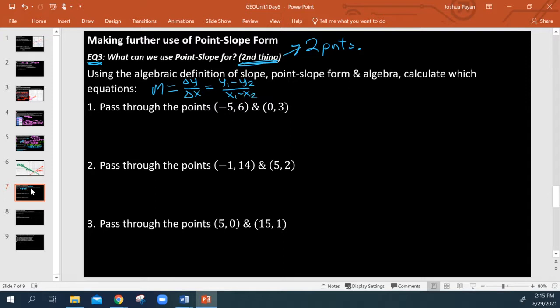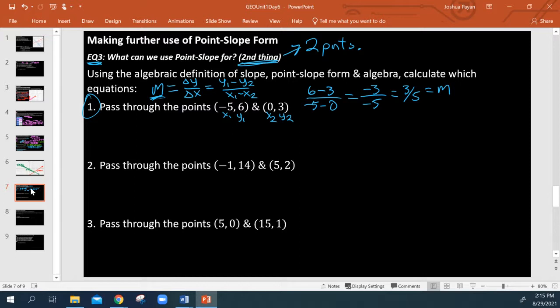So our change in y over our change in x. If this is x1, y1, x2, y2, we can calculate the equation passing through these 2 points, but first we need to calculate the slope, then we can use point slope. To calculate the slope, y1 minus y2 over x1 minus x2: 6 minus 3 is negative 3, over negative 5 minus 0, which is negative 5. That's a negative over a negative, so our slope is equal to 3 over 5.